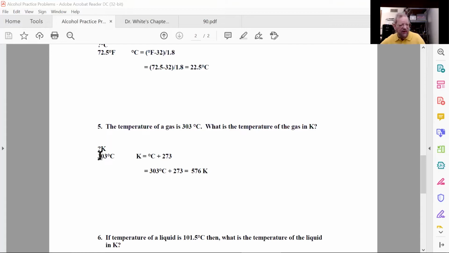And here we have Kelvin. We're trying to find Kelvin, we're given degrees C, Celsius, and the formula, which you should know how to use, is Kelvin equals degrees C plus 273. You pop it in there, and notice this is zero significant figures past the decimal, and my answer is the same.